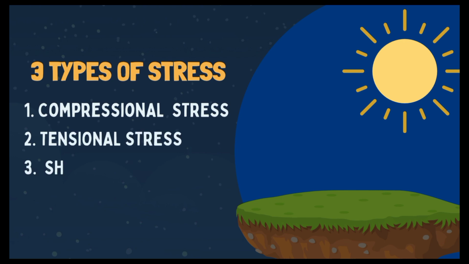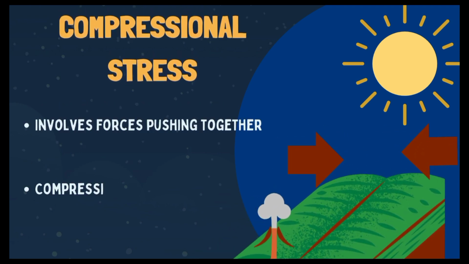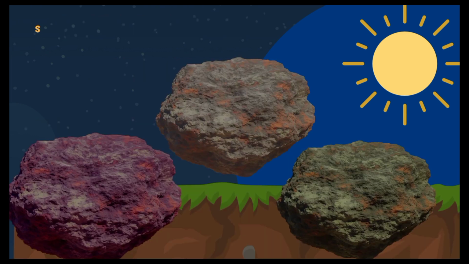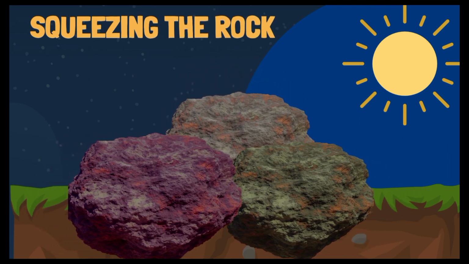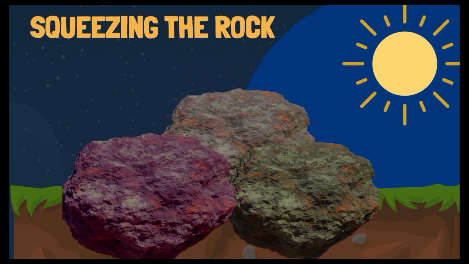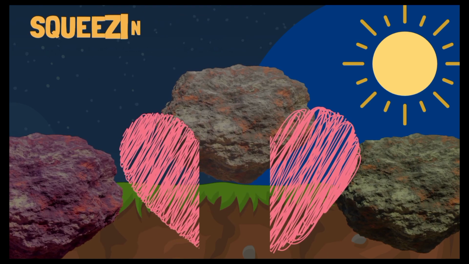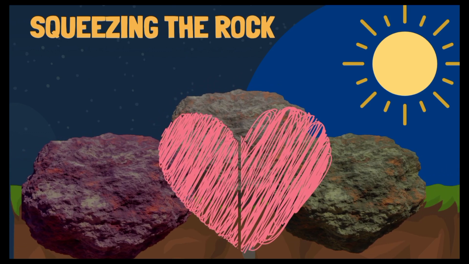The first one is compressional stress. It involves pushing together, and the compressional strain shows up as rock folding and thickening. In compressional stress, it is just like squeezing the rock. So if you have a rock and you put force at both ends, or you basically squeeze it, what happens is the rock becomes thick. The rock will get squeezed, and anything in it will also get squeezed.